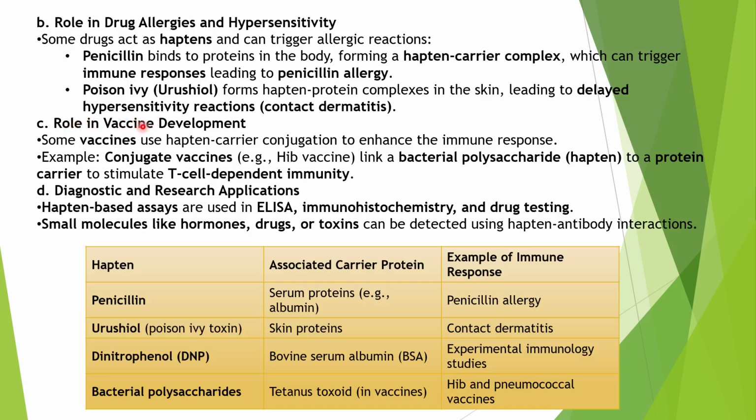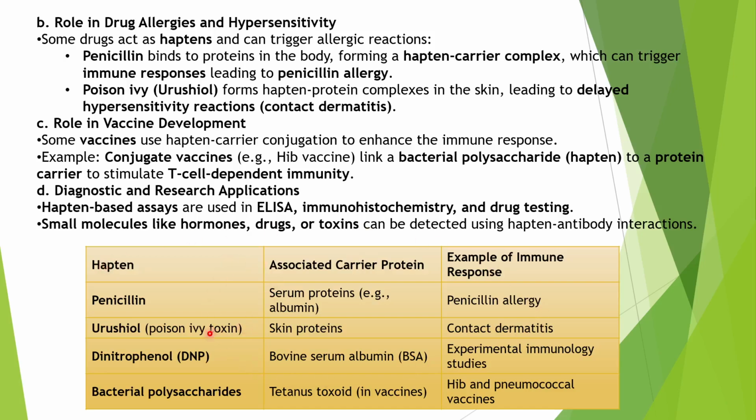Then the role of hapten in vaccine development. Some vaccines use hapten carrier conjugation to enhance the immune response. For example, conjugate vaccines like the Hib vaccine link a bacterial polysaccharide, which is a hapten, to a protein carrier to stimulate T cell dependent immunity. And then it also has a role in diagnostics. Hapten based assays are used in ELISA, immunohistochemistry, drug testing, etc. Small molecules like hormones, drugs, or toxins can be detected using hapten antibody interactions.